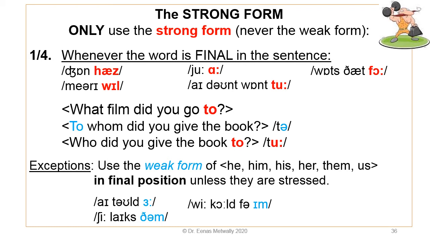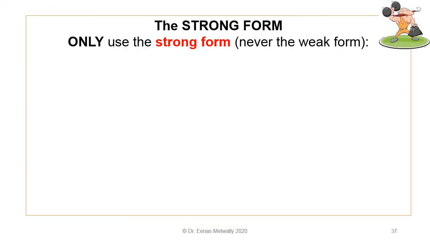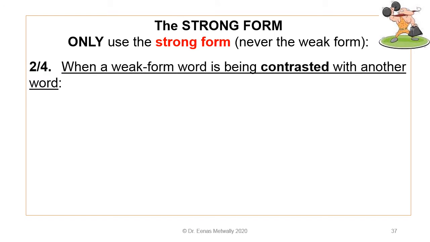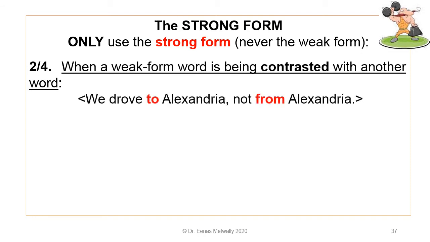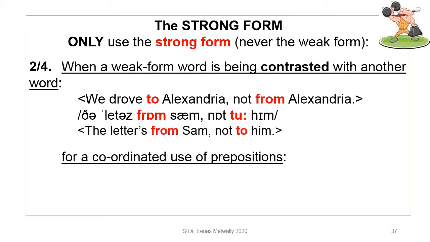Only use the strong form, never the weak form, for contrast purposes, so when the weak form is being contrasted with another word. We drove to Alexandria, not from Alexandria. The letters from Sam, not to him. For coordinated uses of prepositions, I travel to and from London a lot. A work of and about literature.